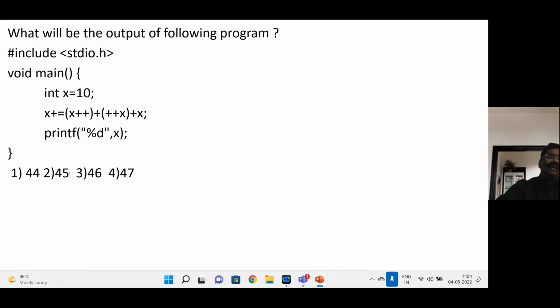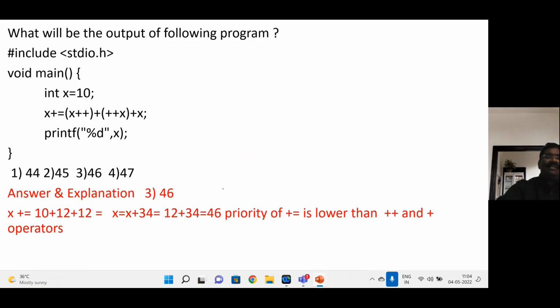So next one: what will be the output of the following program? You see the options 44, 45, 46 or 1. That means x = 10, x += x++ + ++x + x. Then you see that the answer is 46. How is the answer 46? The first one is x++. x++ takes 10 because it is a post-increment, plus a pre-increment. How many plus operators are there? 1 and 2. So it will become 12.